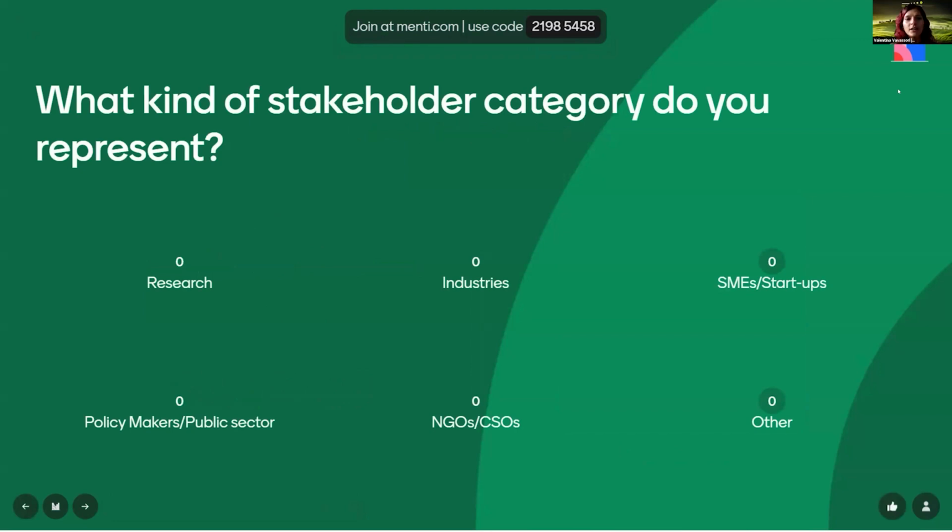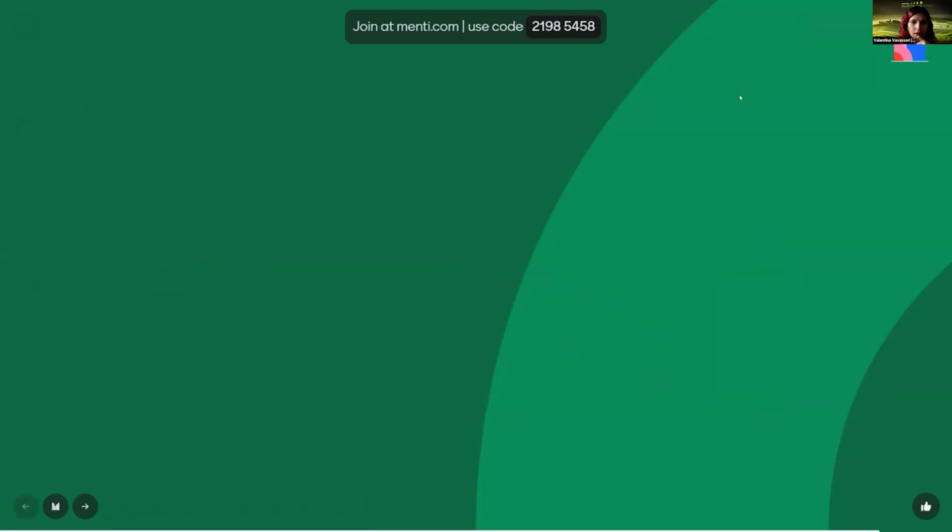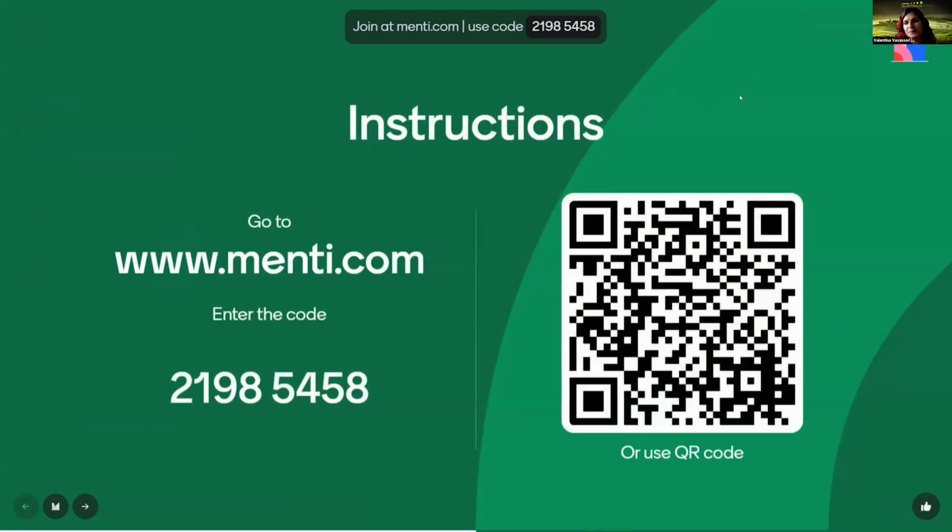So we are very curious to know which of these categories you are part of and you represent. So don't be shy. If you have issues in entering, I can also copy and paste in the chat the link to access Menti directly. Okay, I see we have researchers, we have SMEs and startups, but I'm sure we have also industries here, so we are waiting for people to enter. I don't know if Stella, you want to go back and share the QR code again if people are still entering.